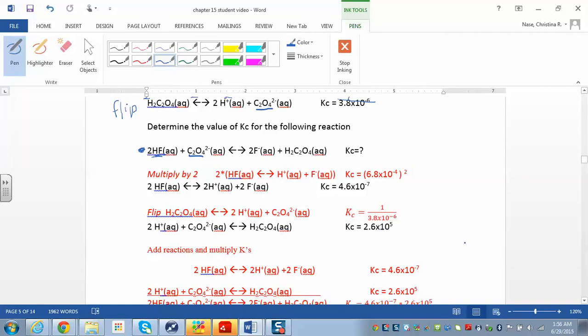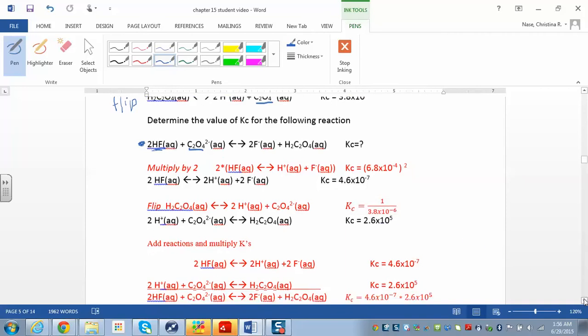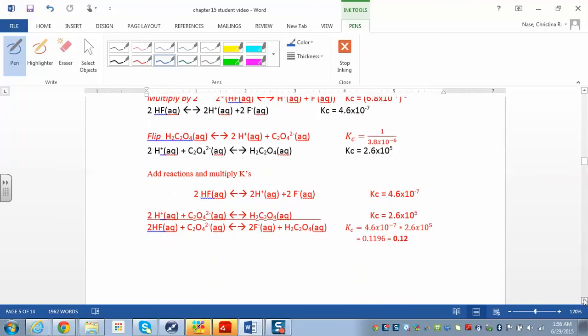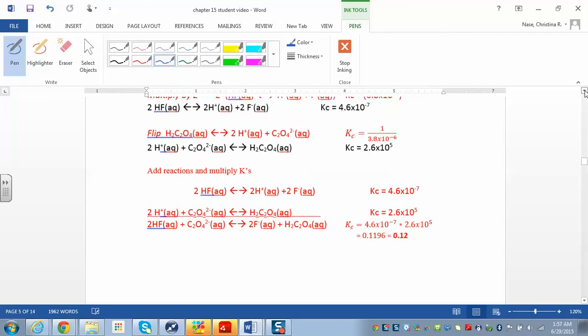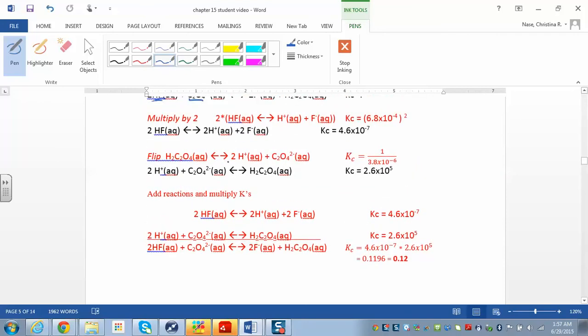Now finally, I ran out of reactions, so I'm hoping that everything's in the right form. I'm going to add up these two reactions, the ones that I manipulated. I have this one and this one. Add them up down here. When I add them, I have 2H on that side and 2H on that side, and they're going to cancel. So I end up with 2HF plus the C2O4 gives me 2F minus and this product. When I add these two reactions up, this is the final one. This is what I was looking for.